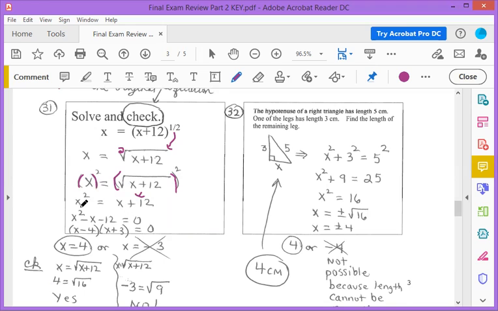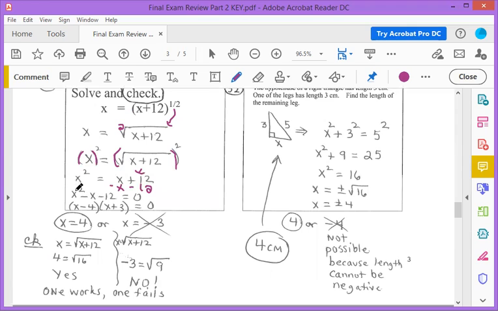Now to solve this equation, we want to get all of our terms on the same side of the equal sign. So we subtract x and we subtract 12 from both sides of the equation. That leaves us with x squared minus x minus 12 equals 0. This trinomial over here on the left we can factor. So we factor our x squared using x and x, and we factor negative 12 using negative 4 and positive 3.